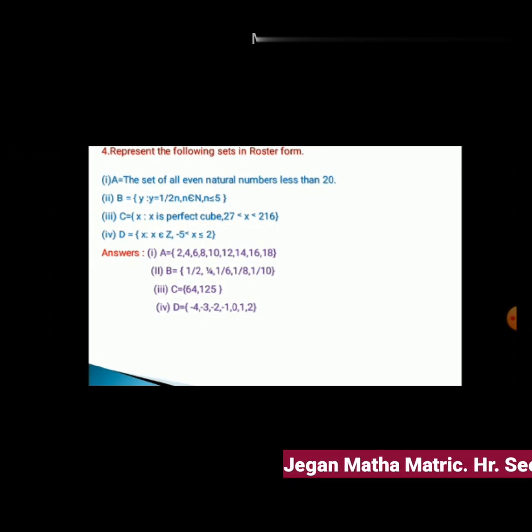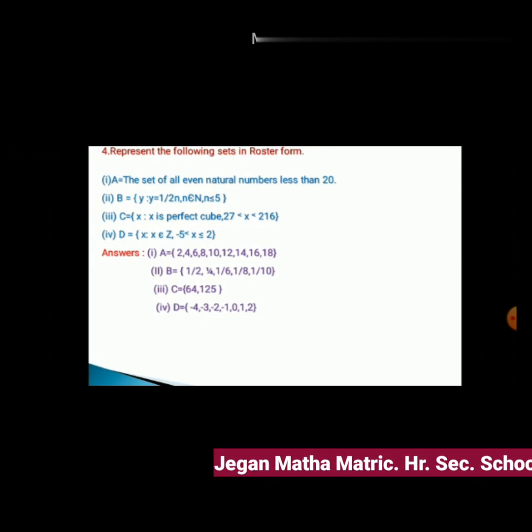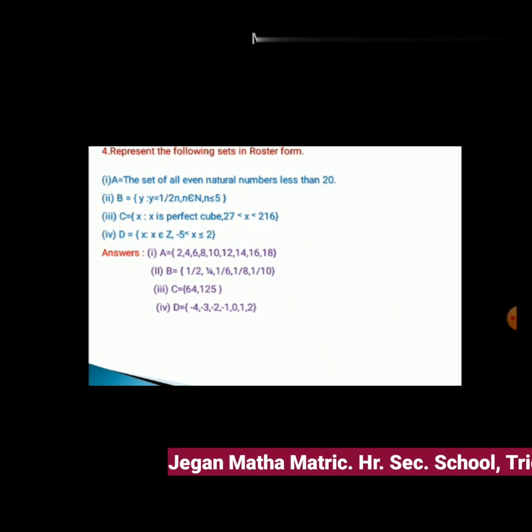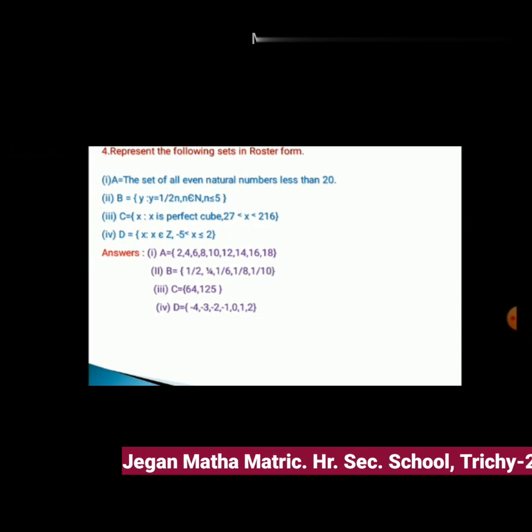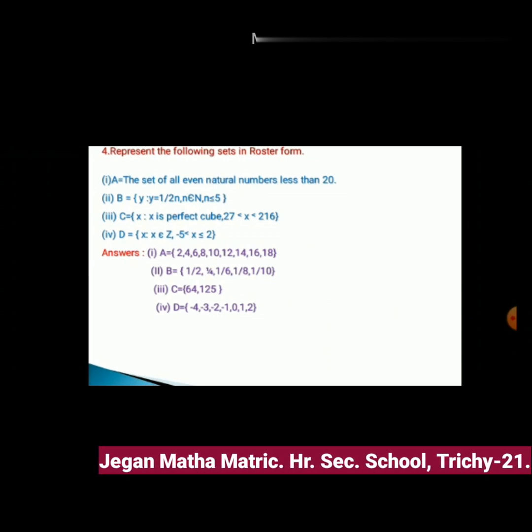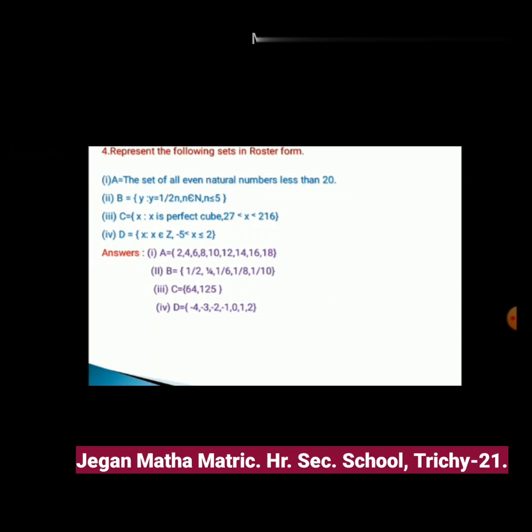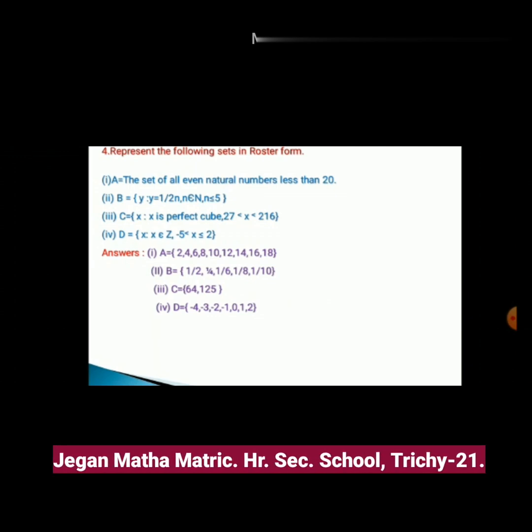Then the second one, set B. In set B, y is equal to 1 divided by 2n, where n belongs to natural numbers and n is less than or equal to 5. So we substitute n. Natural numbers start from 1, so 1, 2, 3, 4, 5.